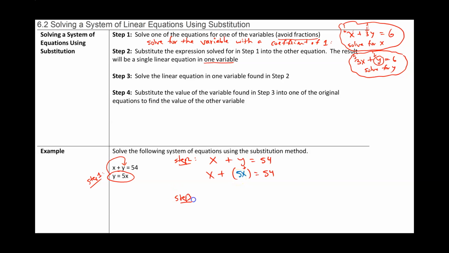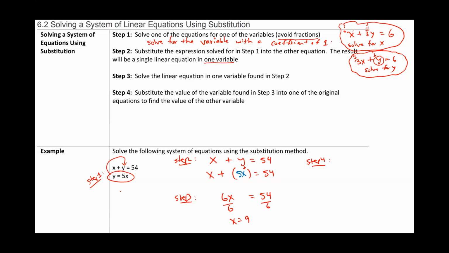Step 3 is we now solve this equation. x plus 5x is 6x if we combine our like terms. And then the opposite of multiplying by 6 is to divide by 6. And this gives us x equals positive 9. That's our x value.